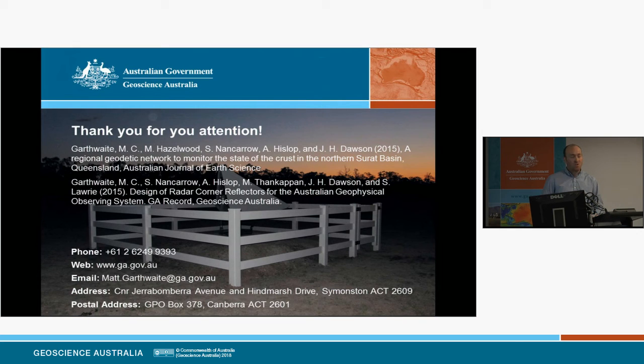And if you're interested in any more information on this work, we recently released 2 publications. There's a paper in the Australian Journal of Earth Science that describes the geodetic network in much more detail. And we also released a GA record earlier this year that goes into quite a lot more detail on the corner reflector experiments that we were doing.